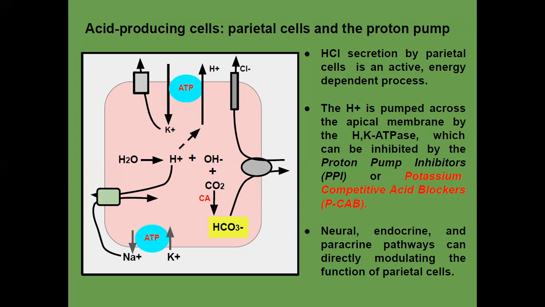Okay, let's see the left figure. This figure shows you the transport processes in the parietal cells. The hydrogen ion is pumped by a protein. We call it the hydrogen potassium ATPase. This protein plays an important role in hydrogen ion and hydrochloric acid secretion.